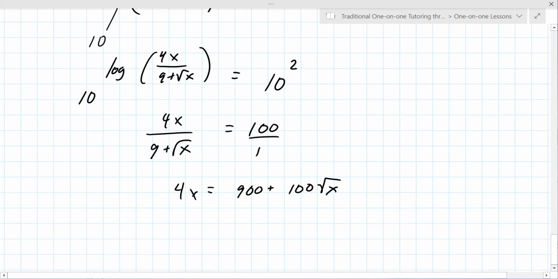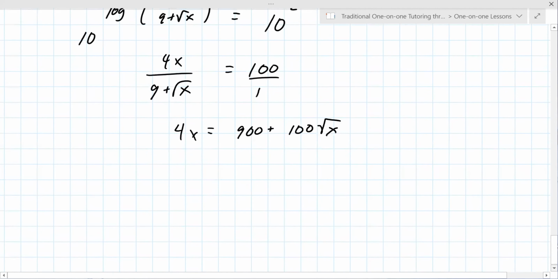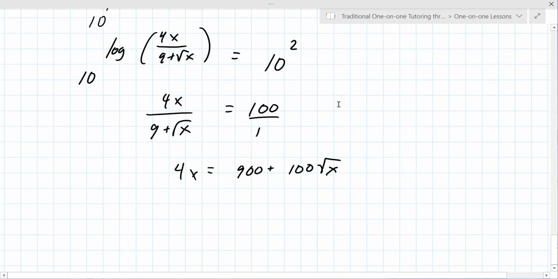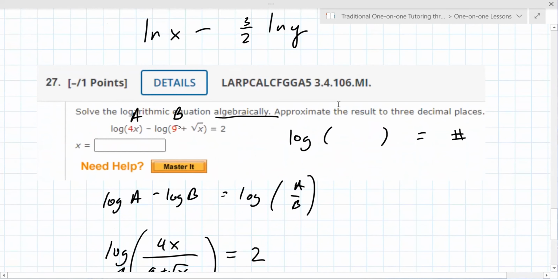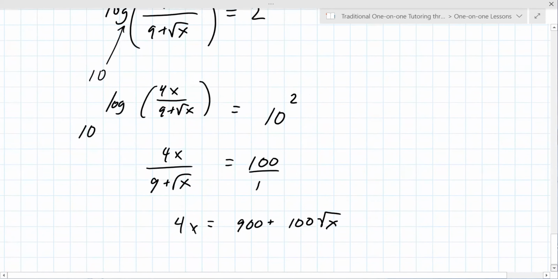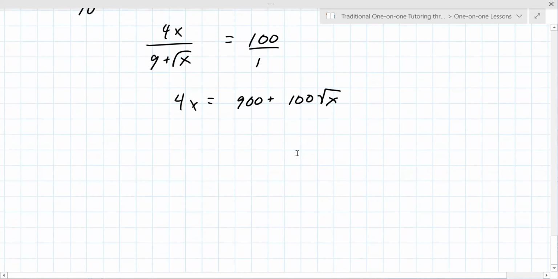And this is horrible now. Yeah, I mean, we can keep going here, and I don't mind doing that, but I'm going to go back and focus on the fact that it does say to approximate to 3 decimal places. Whenever I see stuff like that, that's when I go to a graph, because the answer doesn't really matter. They just want a decimal approximation.